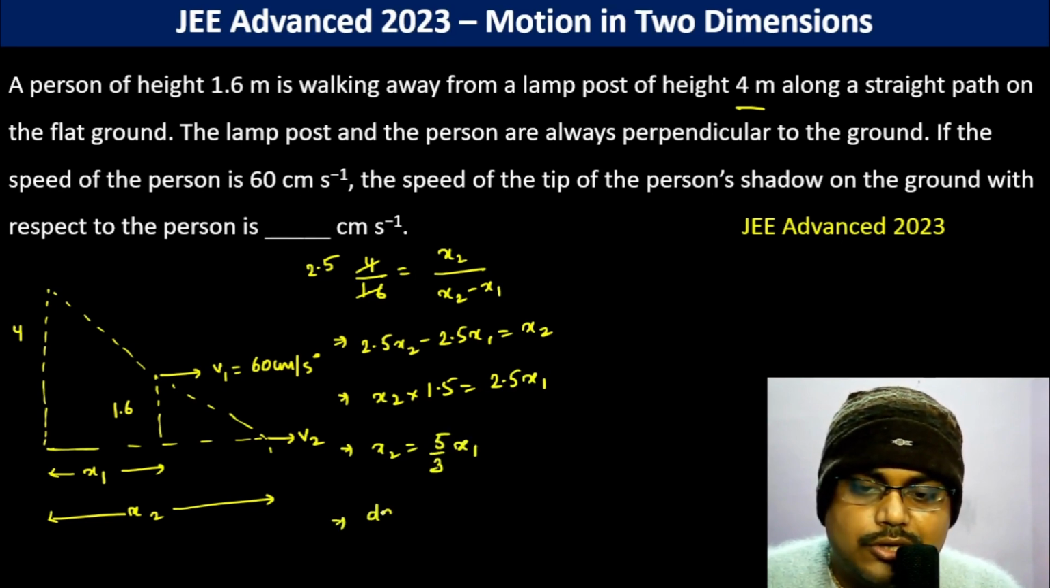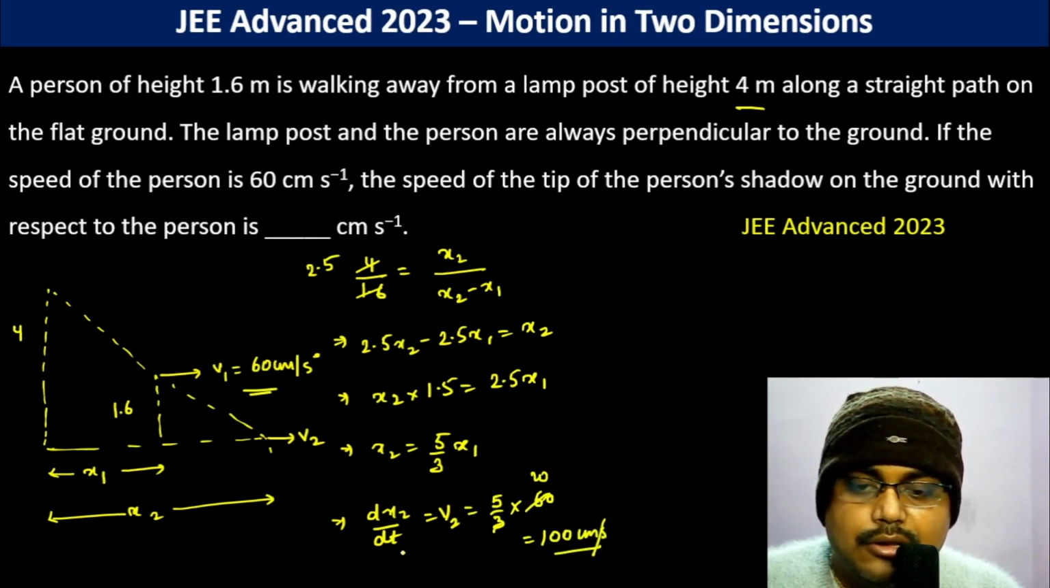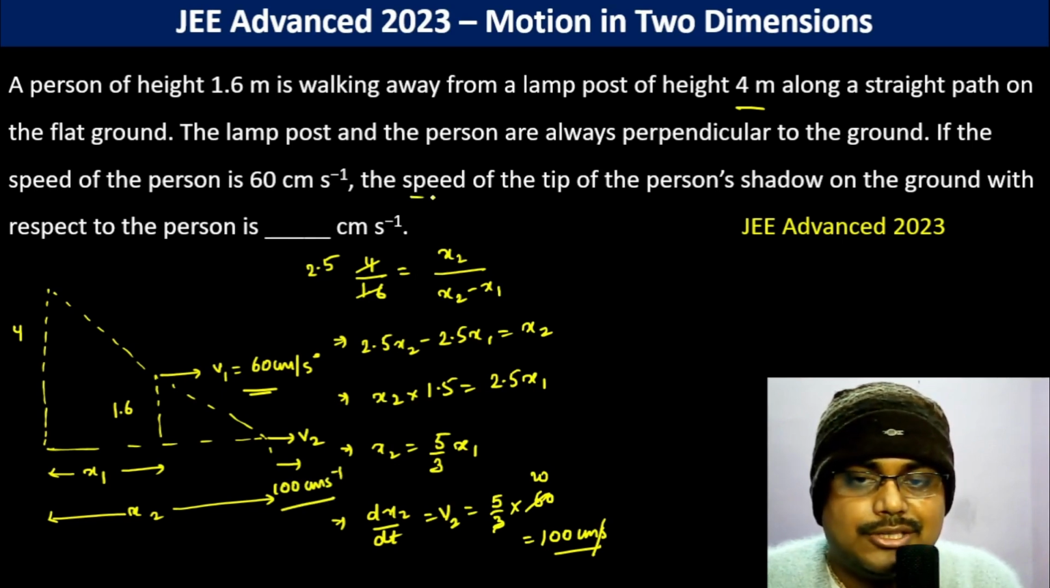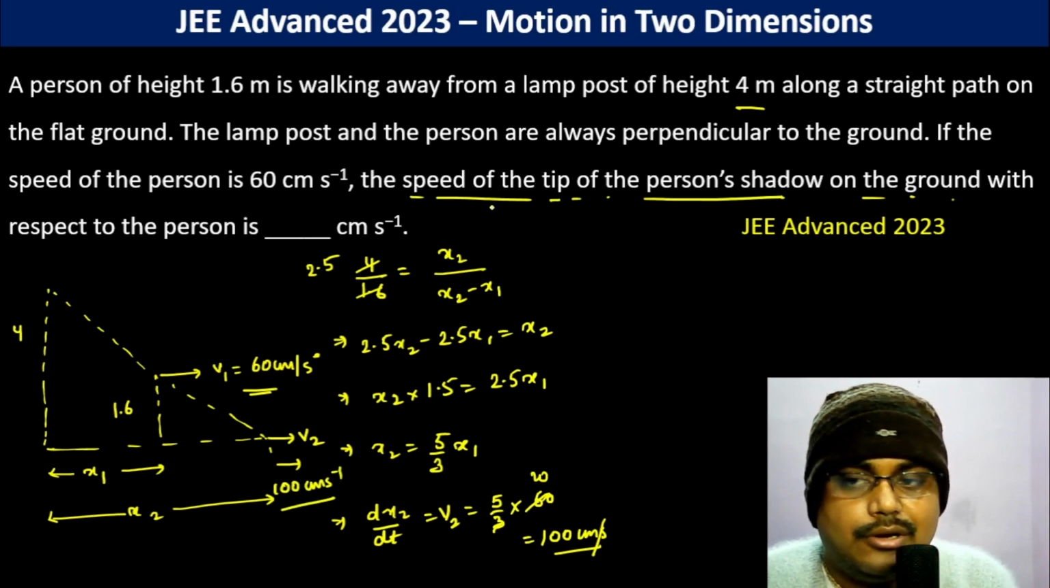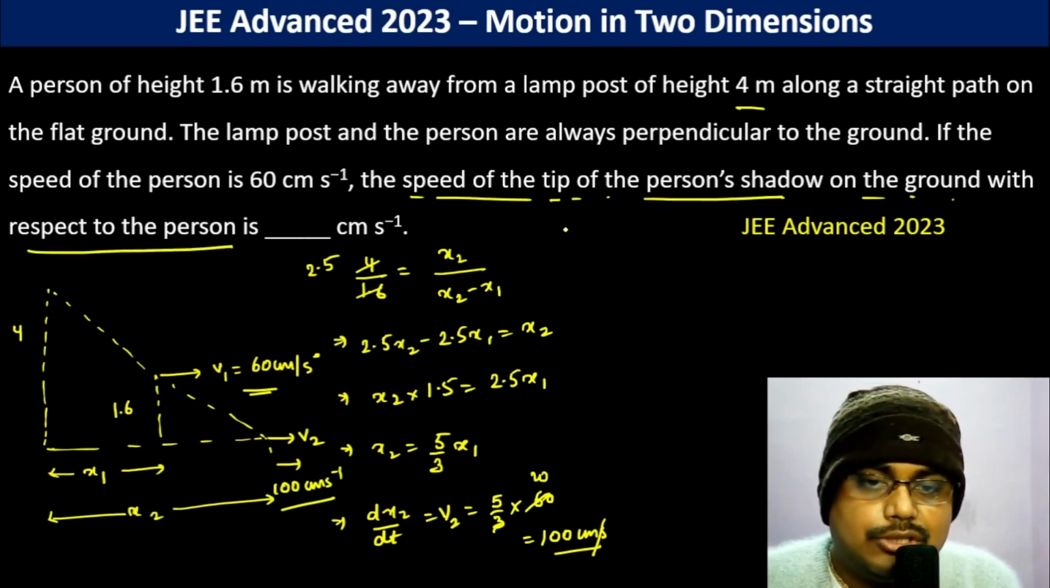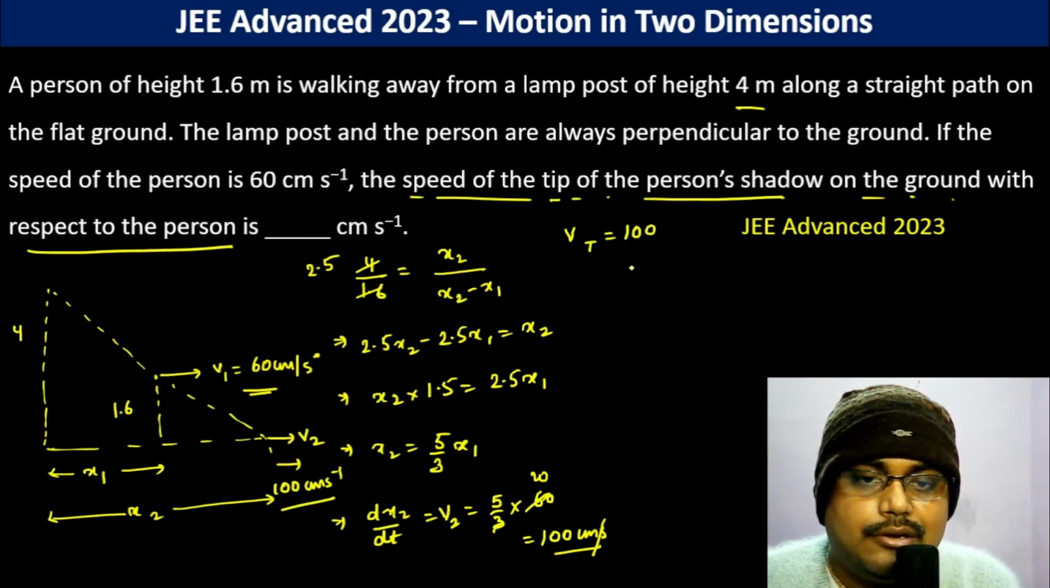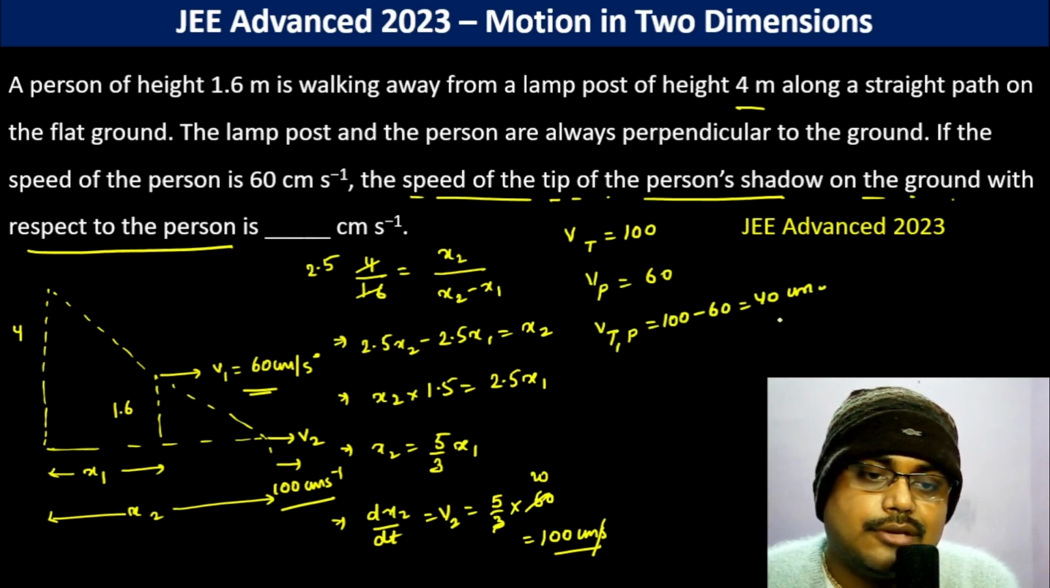Differentiate on both the sides. So dx2 by dt, which is actually v2, becomes 5 by 3 into dx1 by dt, which is 60. It goes as 100 centimeter per second, this velocity. However, it's mentioned here the speed of the tip of the person's shadow on the ground with respect to the person. So velocity of tip is 100, velocity of person is 60. So velocity of tip with respect to person becomes 100 minus 60, which is 40 centimeter per second.